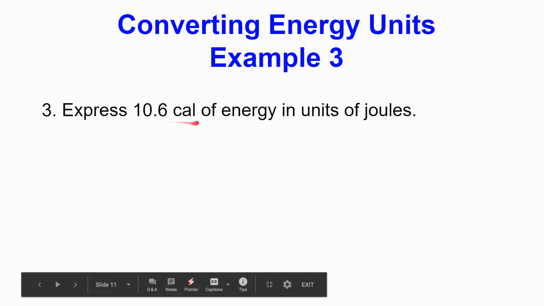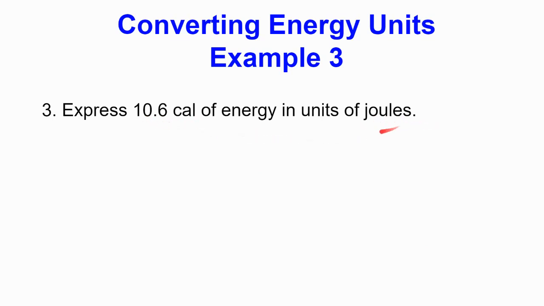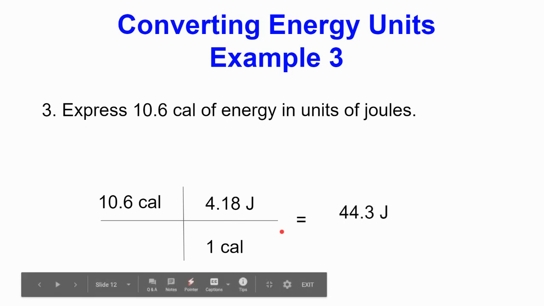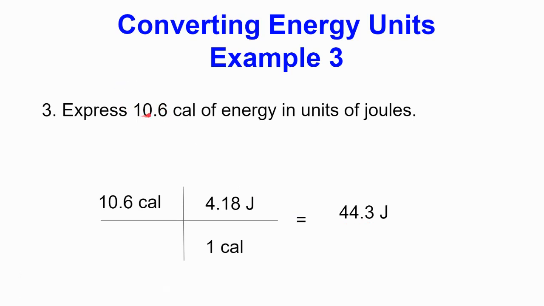So in this case, we start out with calories and we're going to joules. It's opposite of the last example I showed you. So start out with our given, start a table, and we're just going to plug in that conversion factor right here. We're going to put the calories on the bottom because we want to see this unit right here cross out with this unit right here. And one calorie is equal to 4.18 joules. And we'll be left over with units of joules, 44.3 joules. Three sig figs.